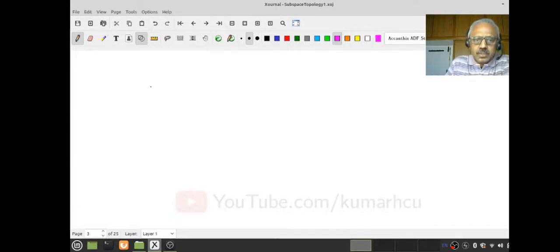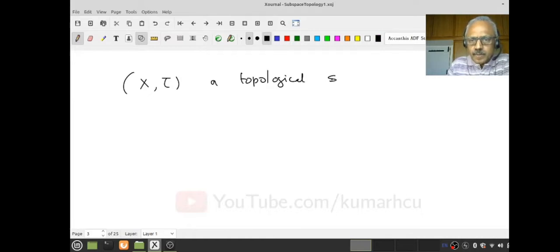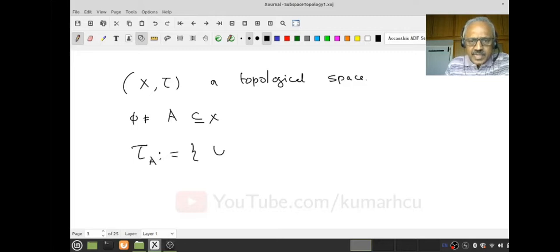So let us start with (X, tau), a topological space. All right, and suppose A is a subset of X. To avoid triviality, let's assume A is non-empty, right? Then the subspace topology tau_A is defined to be the collection of U intersection A, where U is in tau.